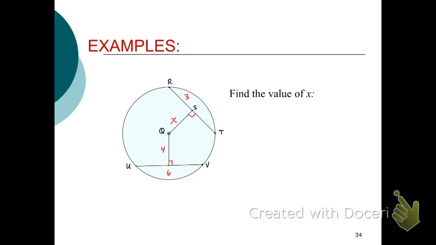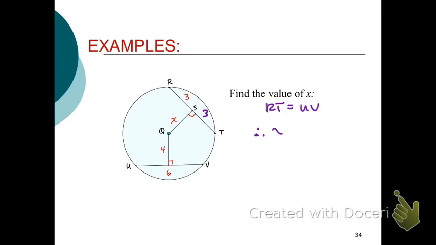Okay, and here's an example problem. Let's say you were given this scenario. Find the value of x. So you recognize that that has to be a 3 because that's a radius, so it divides a chord. It's perpendicular, so it's going to divide it in half, so that's 3 and 3, which means that the whole length of RT is equal to 6.